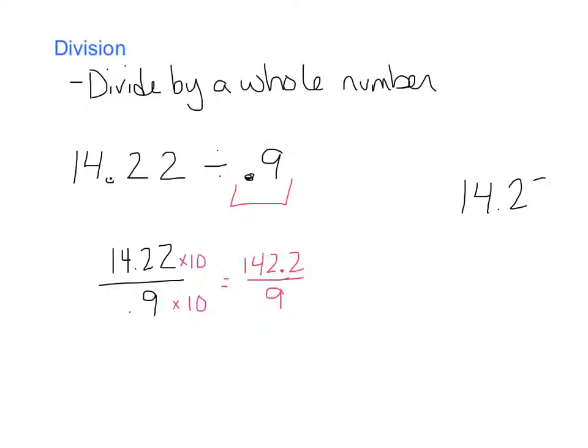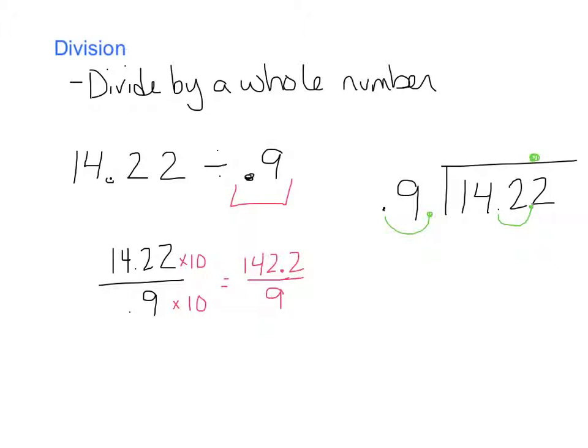So basically what I'm doing, and how we set it up last year when we were learning this, it was 14.22 divided by 0.9. The 0.9 would go on the outside. If I would move this decimal over one space, multiply by 10, I would do the same thing, multiply by 10, and then I would move it straight up.